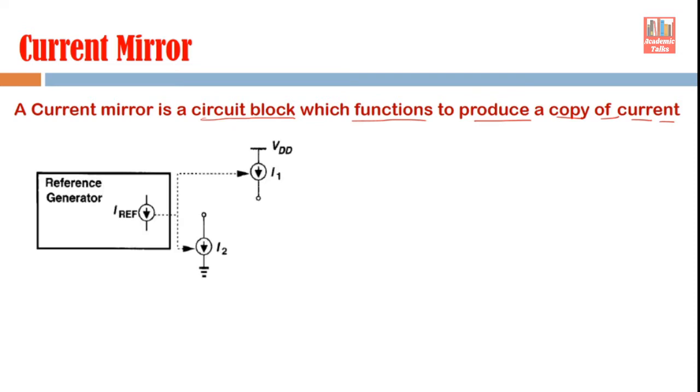What happens is shown here in this diagram. We start with a reference generator. A reference generator is actually a current source, and we are calling it a reference because we are going to make a copy of this current. That's why this current will act as a reference current. When we generate a current, we need a constant current source, and in earlier lectures you have seen how we can generate a current.